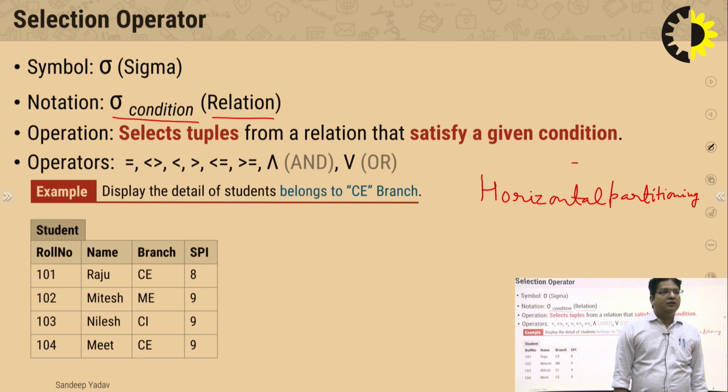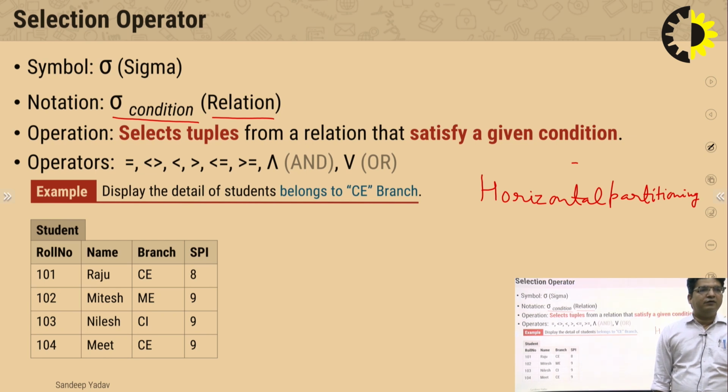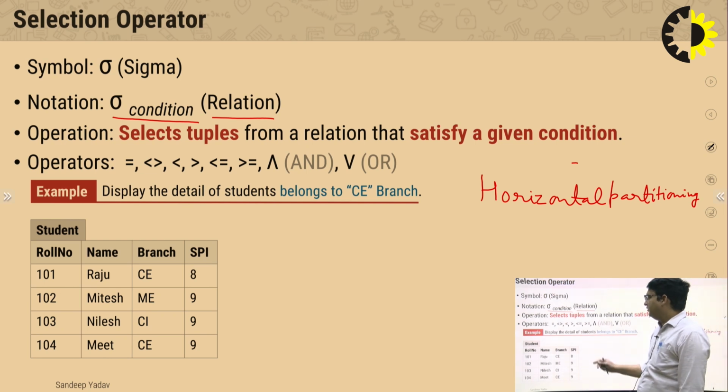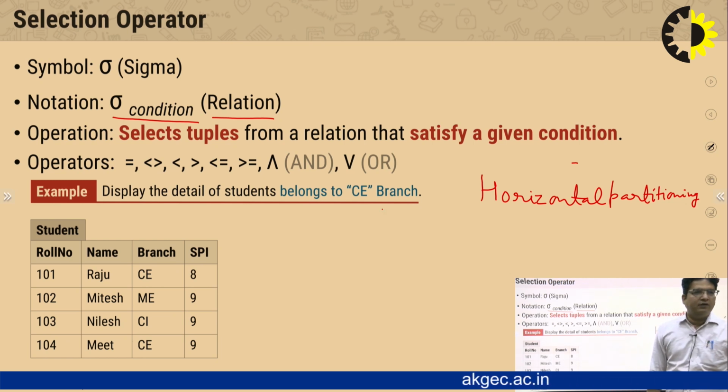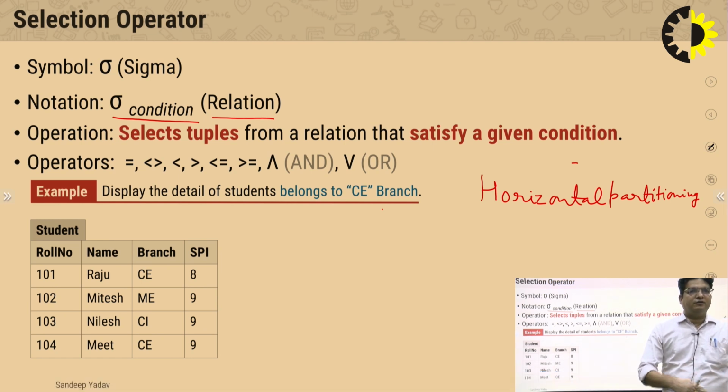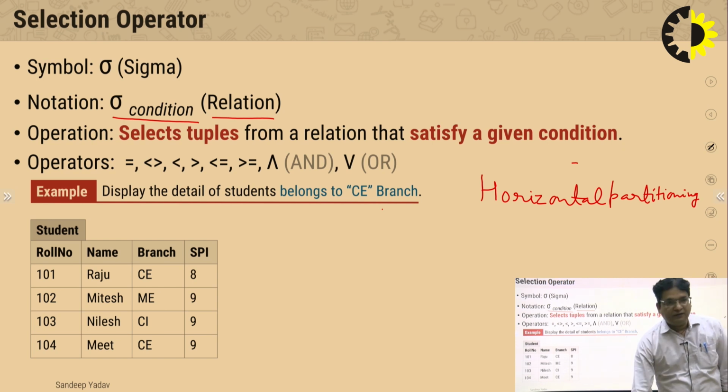For example, we want to display the details of the students belonging to CE branch. So, we want the output of only CE branch students. How to obtain that? We have to divide our table into two parts: the students belonging to CE branch, and those who do not belong to CE branch. That is, the fragmentation is row wise. It is horizontal fragmentation or partitioning. Thereby, the entire table shall be split, and the desired result is the one satisfying our conditions.